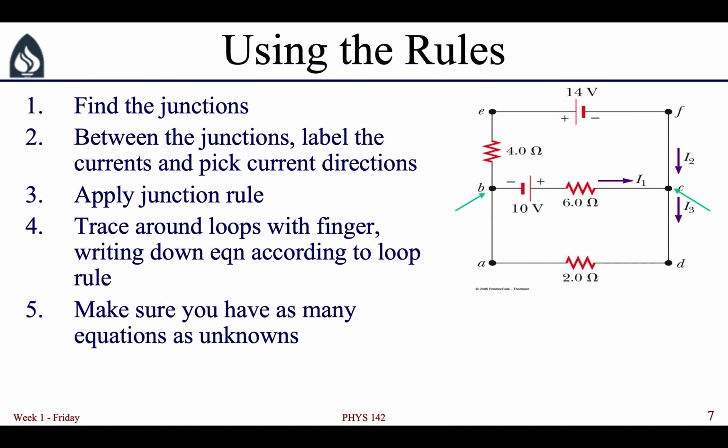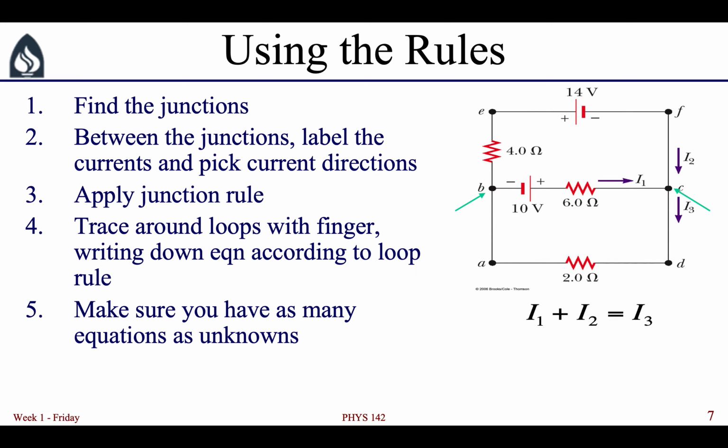So once you have done that, once you have labeled the currents and picked current directions, then you can apply the junction rule to one of the junctions. Then trace around loops with your finger, writing down equations according to the loop rule, and make sure you have as many equations as unknowns.